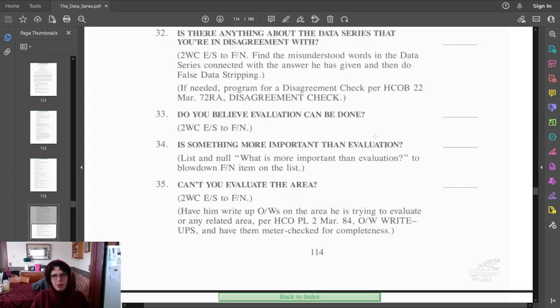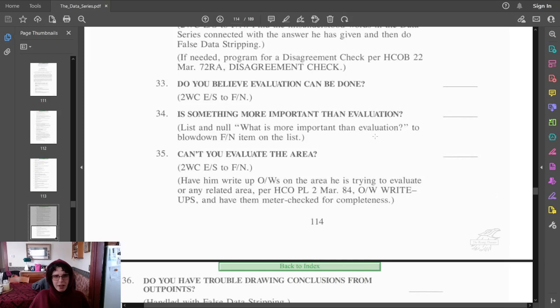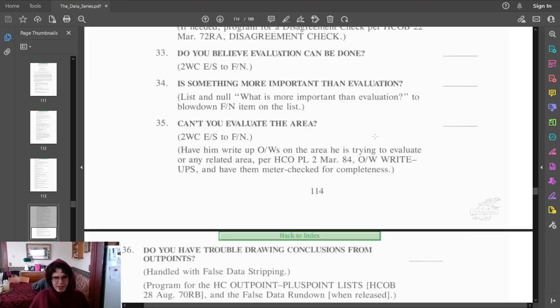Do you believe evaluation can be done? Two-way comm. Is something more important than evaluation? List and null. What is more important than evaluation to blow down FN item on the list? Can't you evaluate the area? Two-way comm ES to FN.